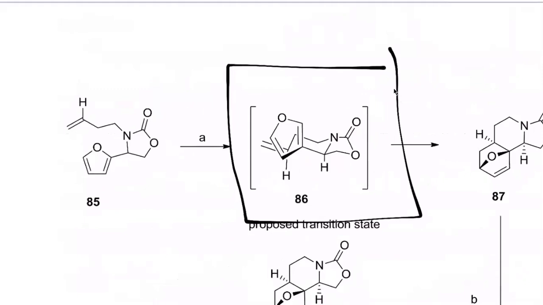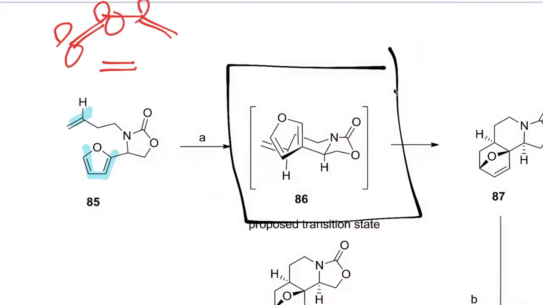So let me go back up to here, right? So the Diels-Alder is taking place again between this diene and then that dienophile. And what they have shown in 86 is like a proposed transition state. Normally the transition state for Diels-Alder, we think about it as the diene and the dienophile interacting with each other like so, right? Where the HOMO of the diene is here, and then the LUMO of the dienophile is here, right?